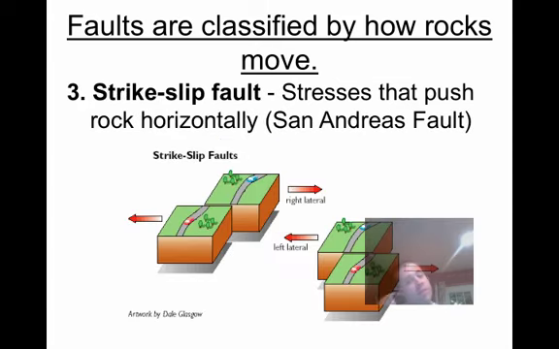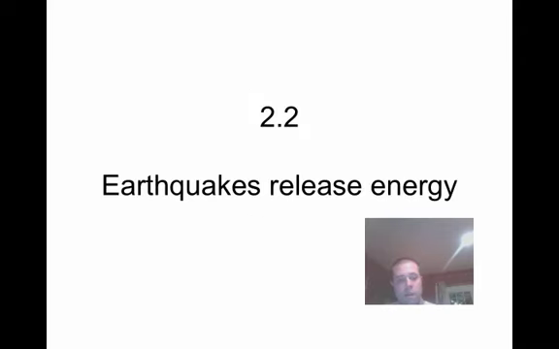The last one is a strike-slip fault, and this, I said, is the easy one, because this is stress that is pushing rocks horizontally past each other, okay, laterally. The example is the San Andreas fault right here in the United States in California. You guys have probably heard of San Andreas fault. This goes with a transform boundary, where the 2 plates on either side of the fault are sliding past each other horizontally. Okay? Hey, that's it.